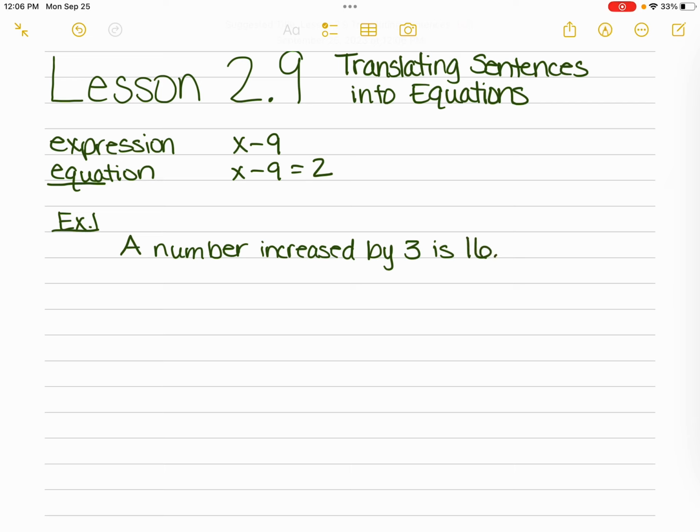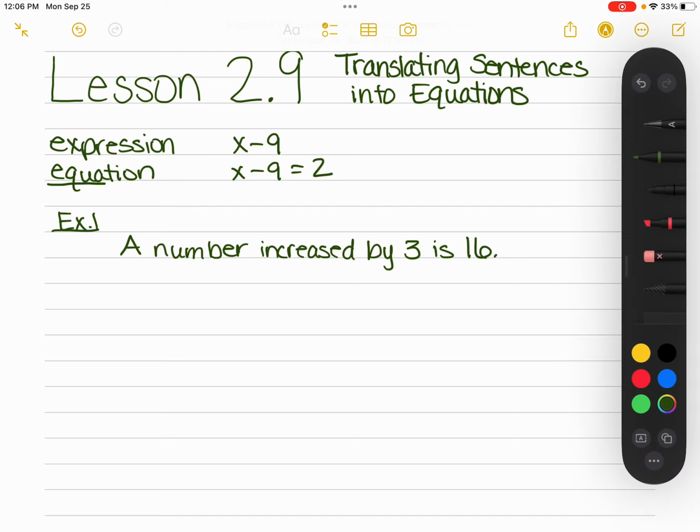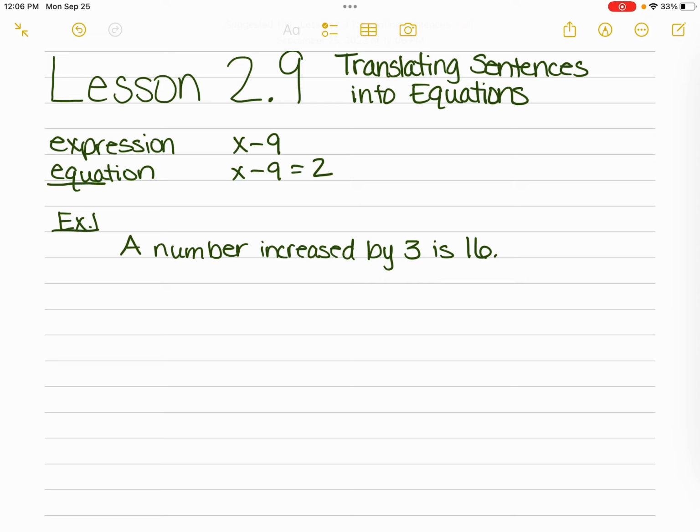When we go through this, I'm going to change the color of my pencil real quick. What I like to do is go through it step by step and say, what do we do for each of these? For a number, I'm going to call that n. Increased by, we talked about what increased means. Increase in math means that I'm going to add. And then I have the 3, and I'm going to skip this word right here, but over here it's going to be 16.